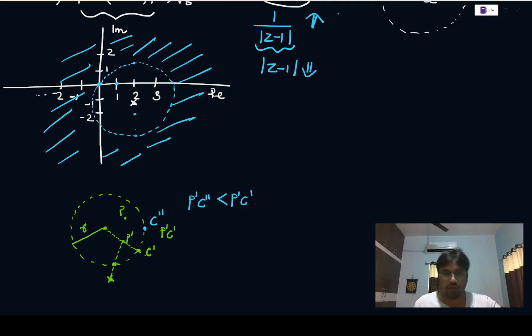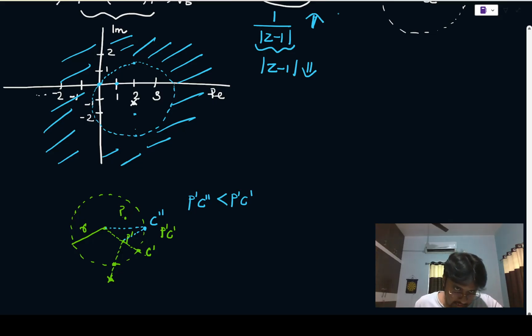So all I need to do now is join P dash to C double dash. Let's join the center of the circle to C double dash and drop a perpendicular over here. Right, so I'm dropping a perpendicular here. What this will do is, please note, let's call this O. So OC dash is the radius of the circle R, which is the same as OP dash plus P dash C dash, right?